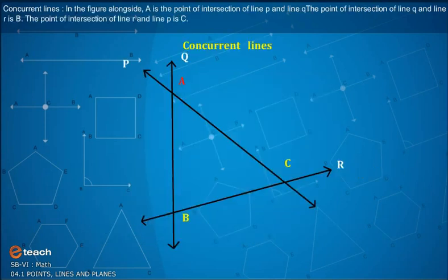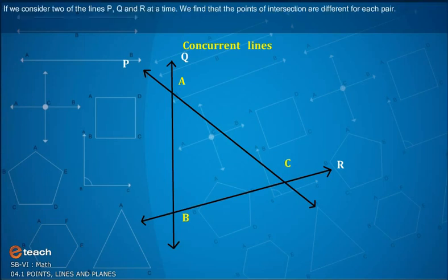Concurrent lines. In the figure alongside A is the point of intersection of line P and line Q. The point of intersection of line Q and line R is B. The point of intersection of line R and line P is C. If we consider two of the lines P, Q and R at a time, we find that the points of intersection are different for each pair.